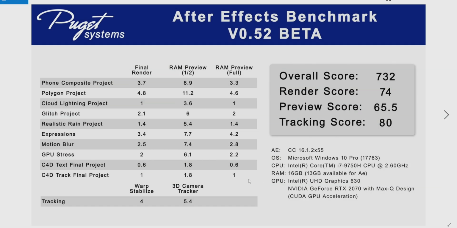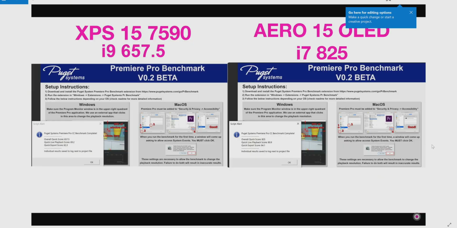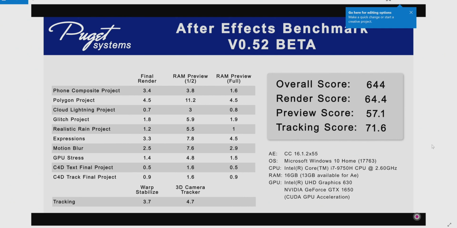So here's the 2070 score. I want to show you the XPS 15 just to give you an idea. All right, that's the XPS 15 score. Okay, so look at the tracking. You can get a screen grab here if you want. You know, the Cinema 4D, the CPU stress, the playback and that.